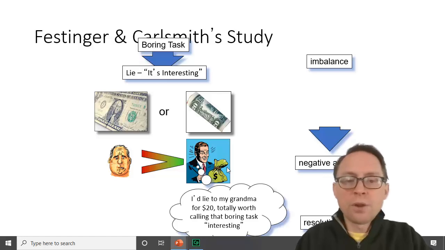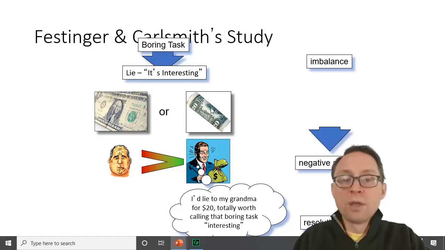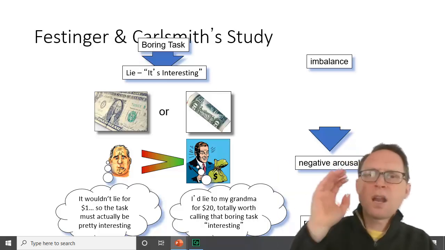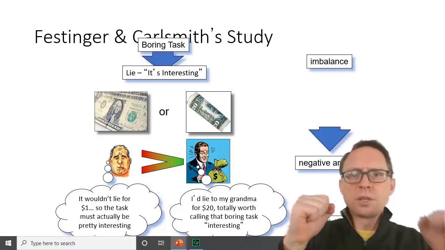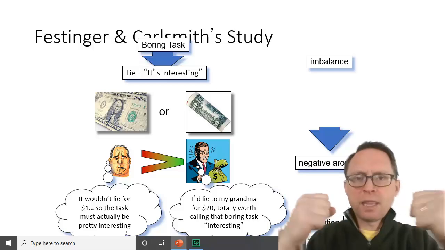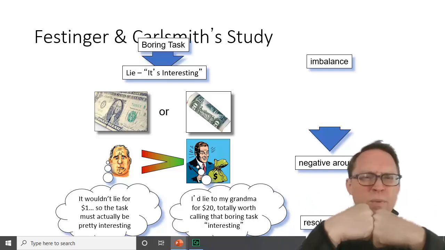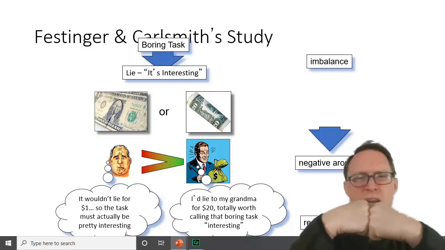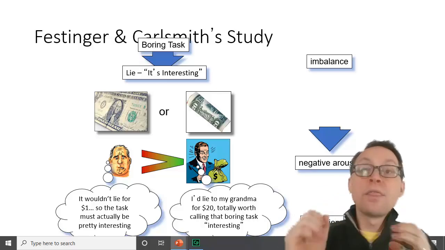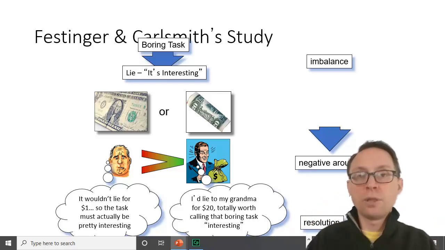So here's how it's going. These people over here say, you know what, I'd lie to my grandma for $20. Totally worth it. They are not experiencing as much negative arousal. The money is resolving the dissonance for them. But the people in the $1 condition, they're like, boy, here's the clash. I don't lie, right? I'm an honest person, but I just lied. So belief about myself, I'm an honest person. Action, I lied. That's in conflict. Boy, why did I do that? $1 is not enough. Oh, I know. I must have really liked the task. That way, it's not an actual lie.